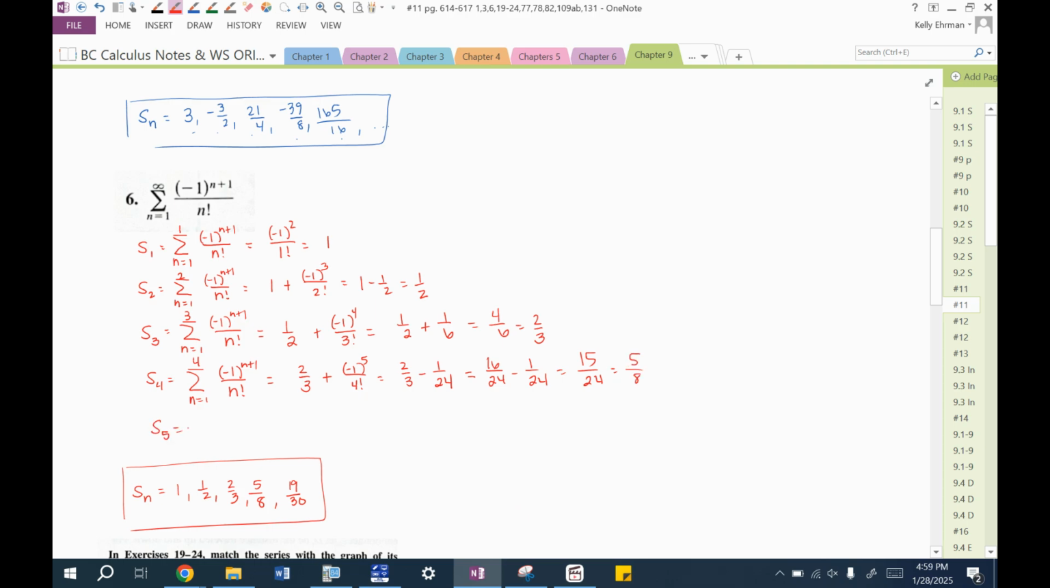And finally, the sum from 1 to 5 of negative 1 to the n plus 1 over n factorial. So the first 4 terms added up came out to 5/8. Add the fifth term in, negative 1 to the sixth over 5 factorial. Remember, I talked about in the notes that it's a good idea to memorize 1 through 5 factorial. So this is 120. 5/8 plus 1 over 120. Does 8 go into 120? Because they're both divisible by 4 and 2.